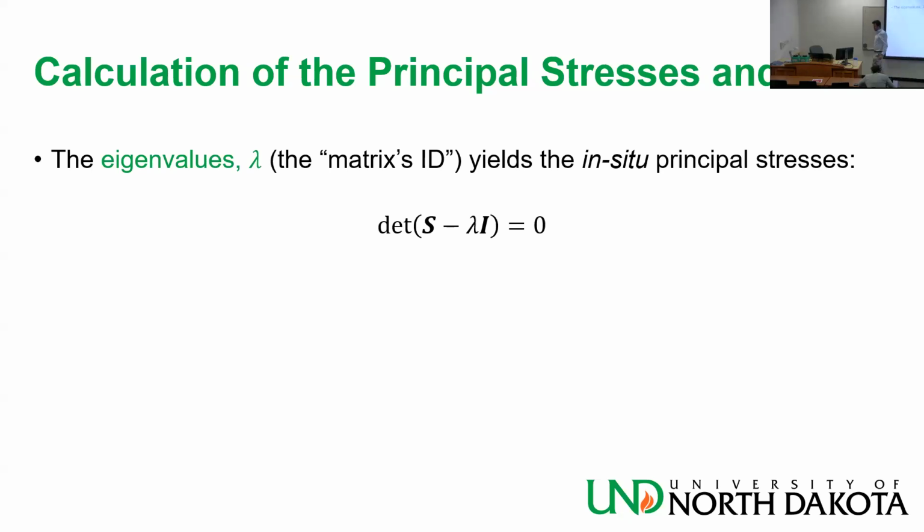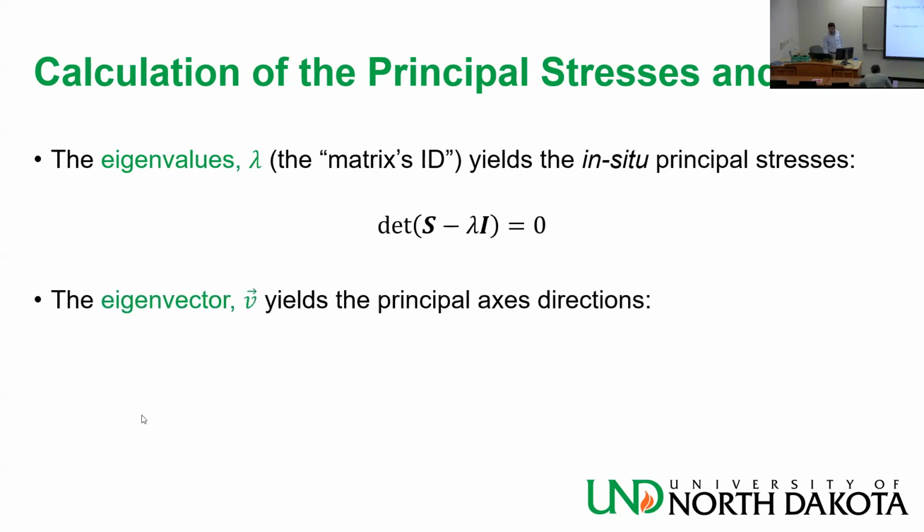Okay. That's one thing. Which means that the matrices S and I are matrices. Lambda is a vector, 3 by 1. And the eigenvector is going to give us the principal axis directions. It's going to be given by basically solving this equation for V. I'm going to show an example, don't worry if it looks weird. This is the symbolic form, basically.